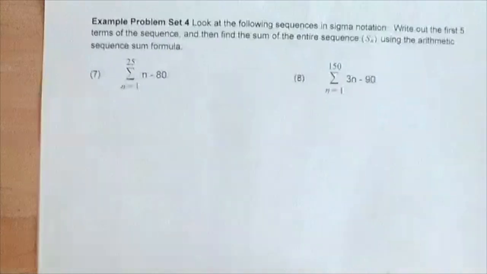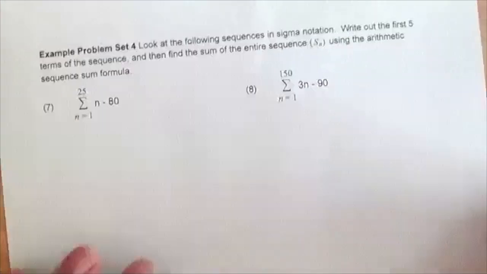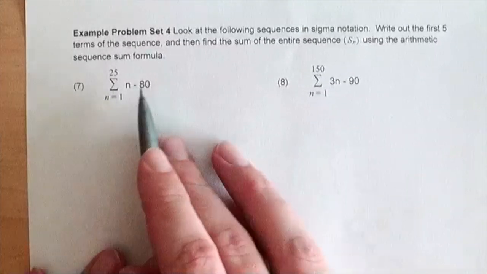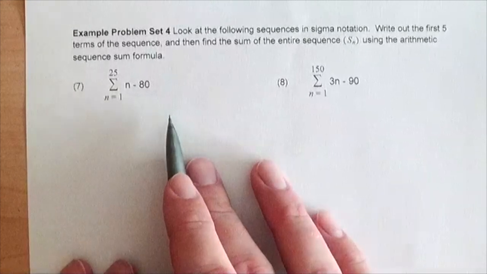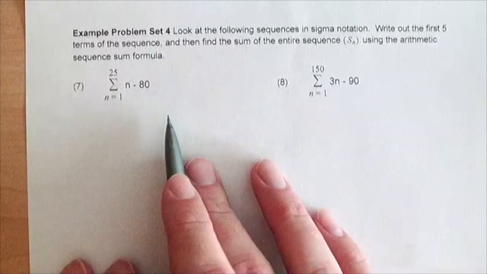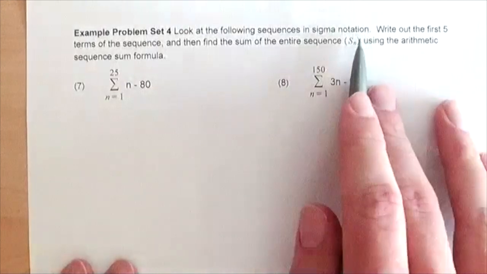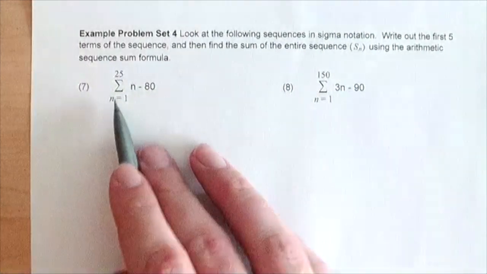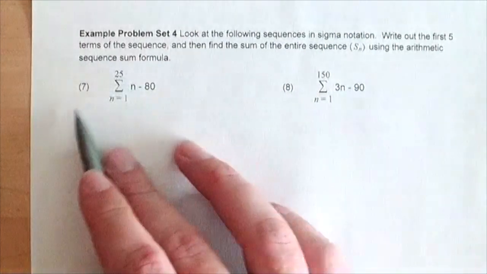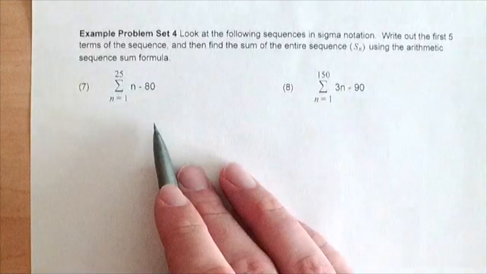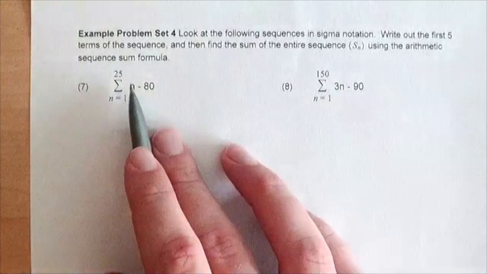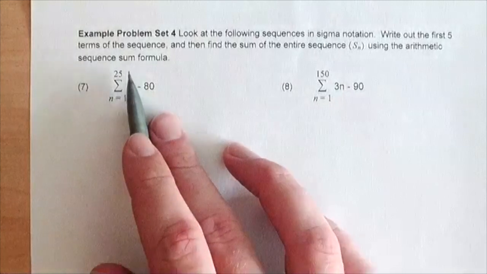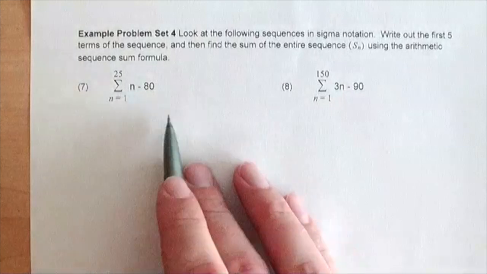So let's do it. We're going to do number 7 and then number 8 you can do on your own. All we have to do is the exact same thing we did before. Write out the first 5 terms and then find the sum of the sequence. Okay, so this sequence has 25 terms, but it's only asking us to write out the first 5, because it would be kind of ridiculous to write out 25 terms, right? So all we're doing to start is we want to find the first 5 terms of the sequence.